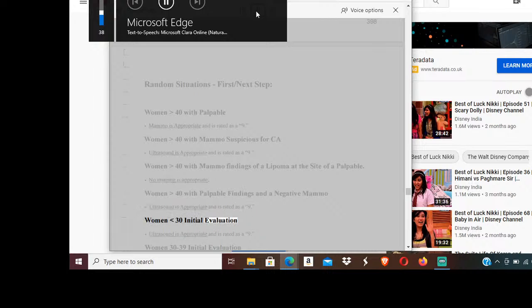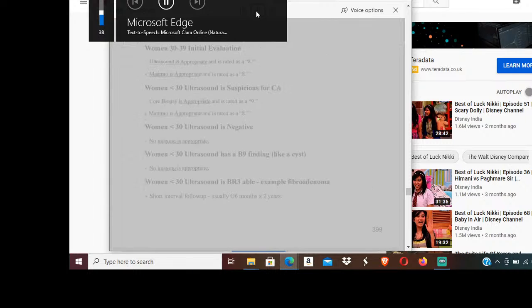Women under 30 initial evaluation, ultrasound is appropriate and is rated as a 9. Women 30 to 39 initial evaluation, ultrasound is appropriate and is rated as an 8. Mammo is appropriate and is rated as an 8. Women under 30 where ultrasound is suspicious for CA, core biopsy is appropriate and is rated as a 9. Mammo is appropriate and is rated as an 8.